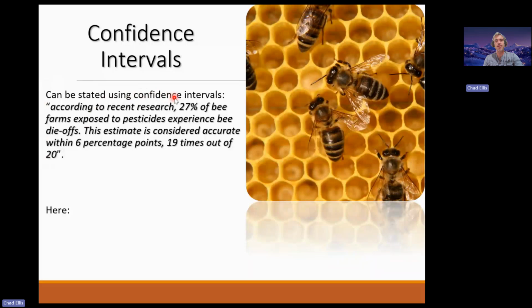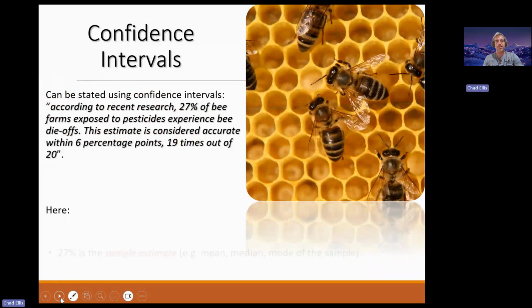So for our bee example, say our conclusion from our study is, according to recent research, which is our study, 27% of the bee farms exposed to pesticides experienced bee die-offs. Now this 27% is our sample from the 100 bee farms in Quebec. And then you have this statement. This estimate is considered accurate within 6 percentage points, 19 times out of 20. But what does that statement actually mean?